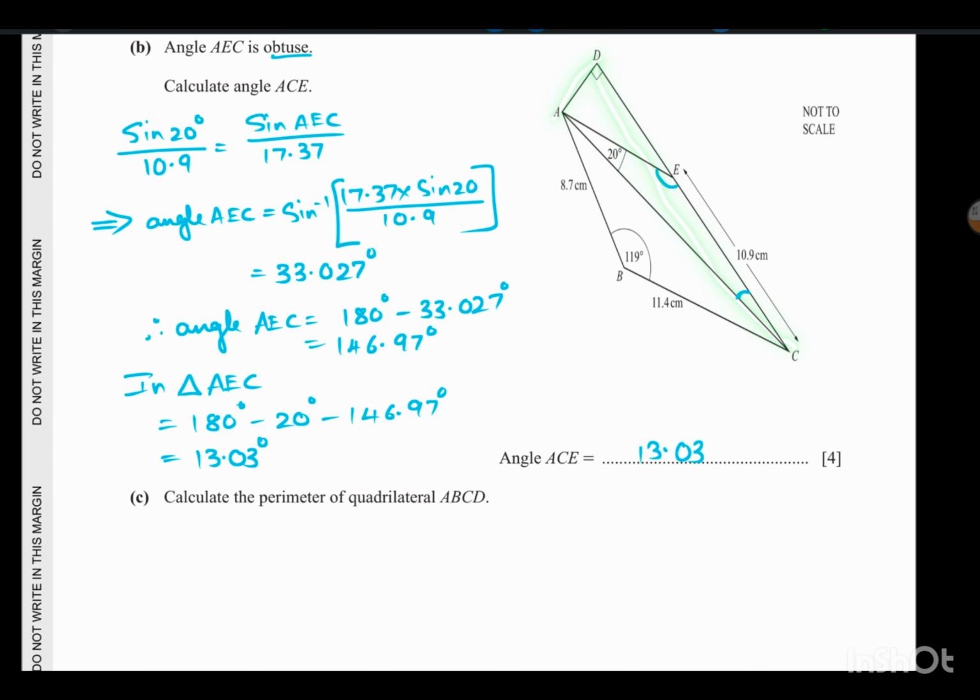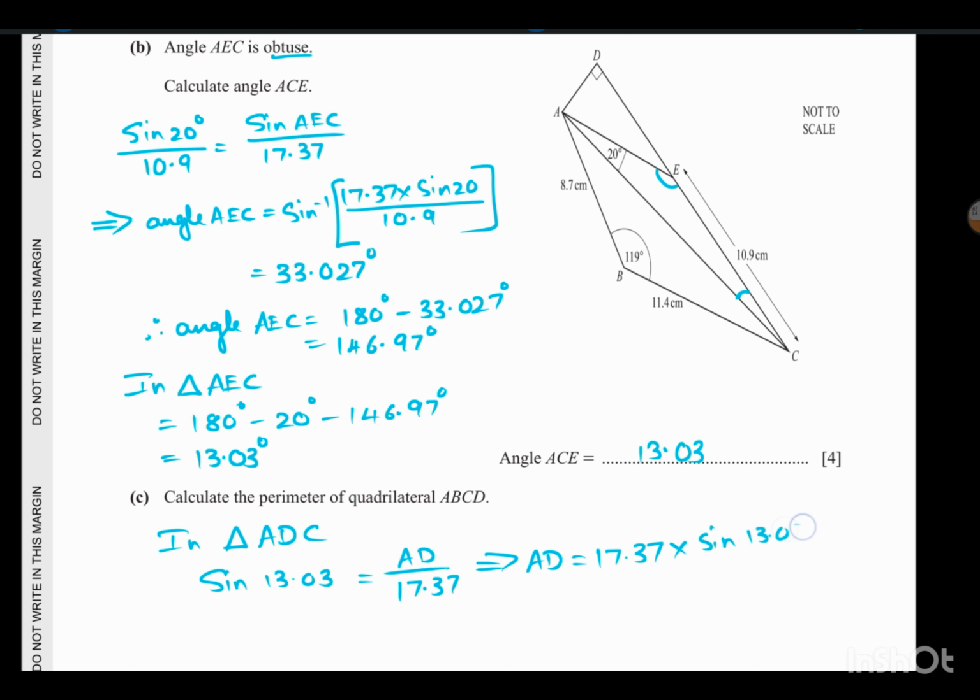Okay. So in triangle ADC, sine 13.03 will be equal to opposite by adjacent. Opposite is AD and adjacent is 17.37. This gives you the value for AD is equal to 17.37 into sine 13.03.